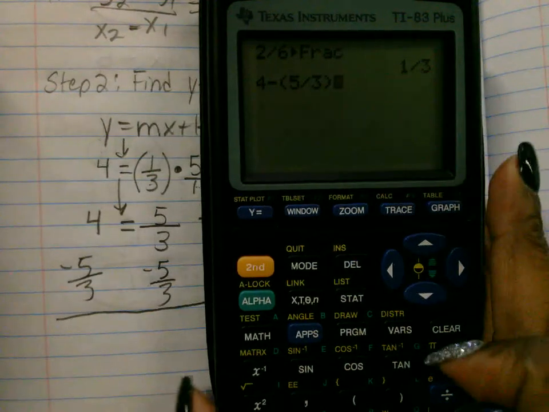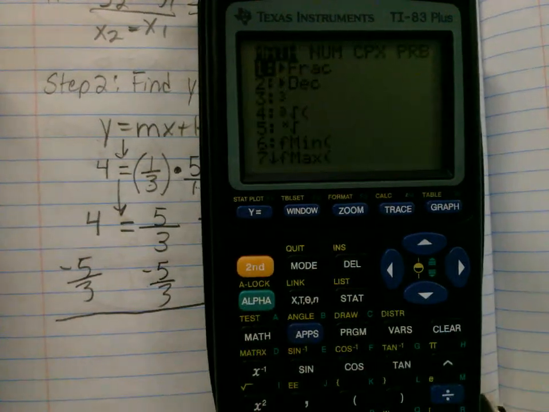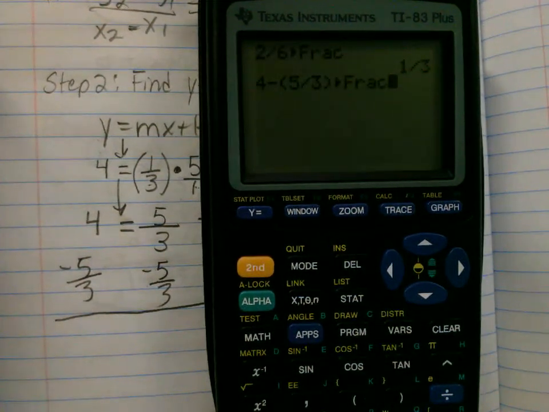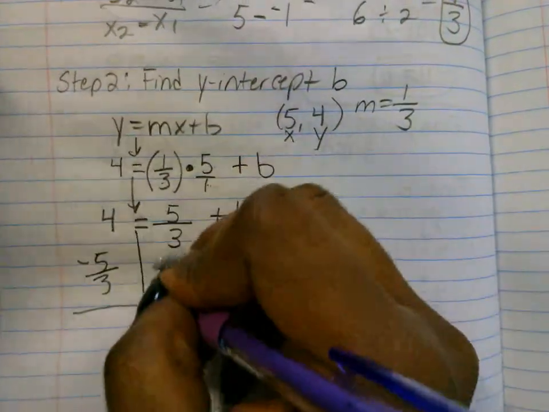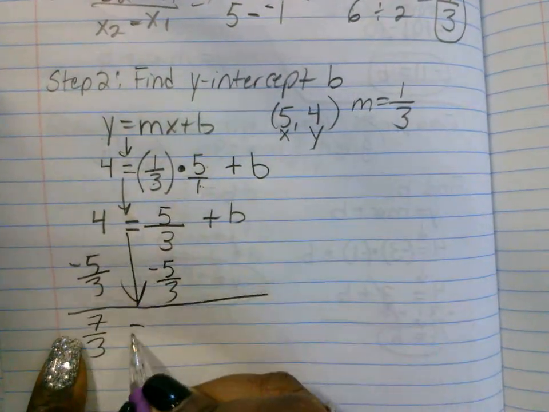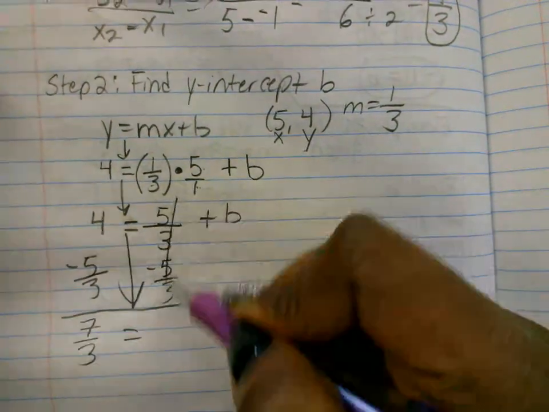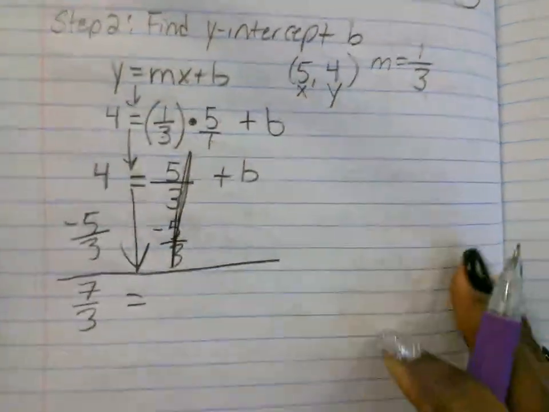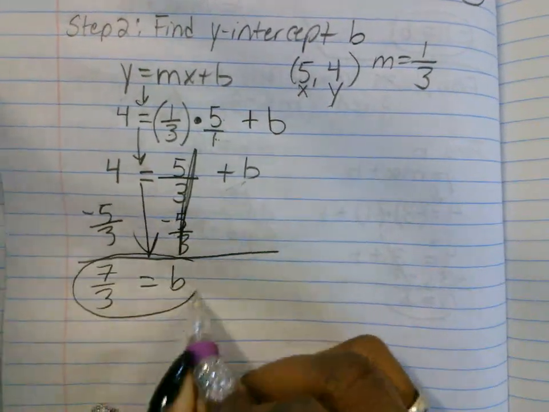All right, so now we want it as a fraction, so press math and then press enter, okay? And what is the fraction? 7/3. So on this side, I get 7 over 3. Bring down the equal. 5/3 minus 5/3 is 0. And I'm left with what over here? B. So this is what B is equal to.